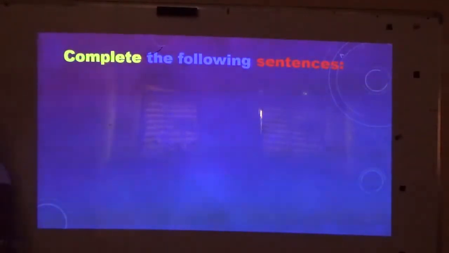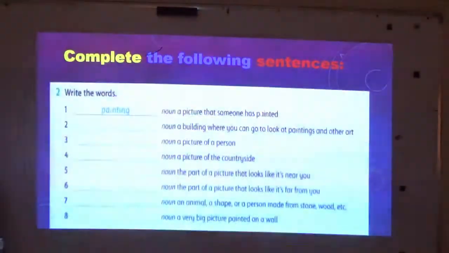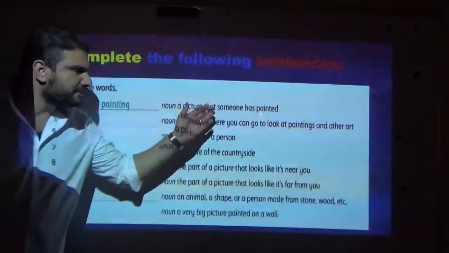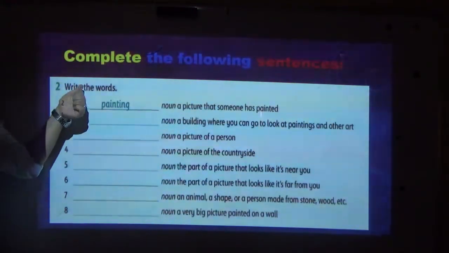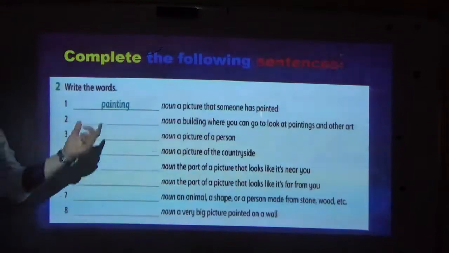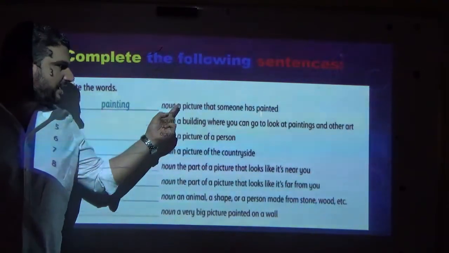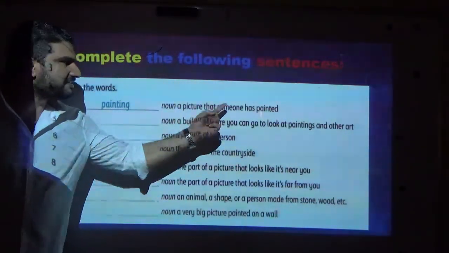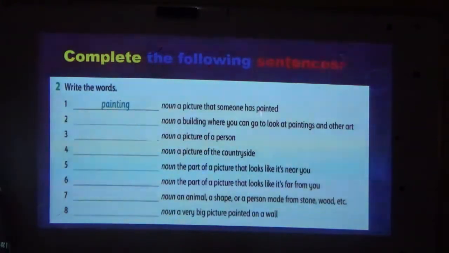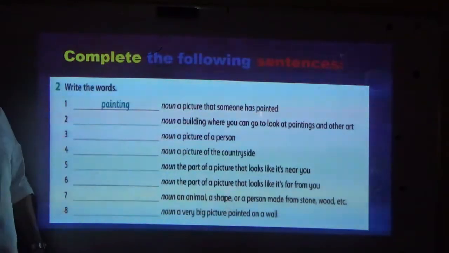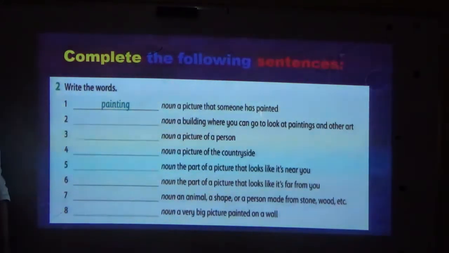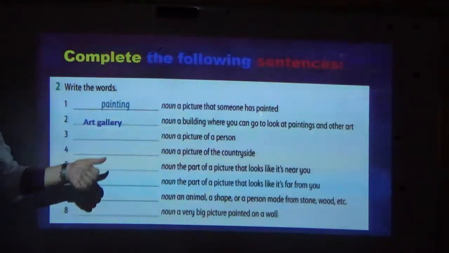Complete the following sentences related to the key vocabulary discussed. Here we have the definitions of all the words that were mentioned. Write the words. The first one is already given. Painting, it is a noun, and it is a picture that someone has painted. Number 2, a noun, a building where you can go to look at paintings and other art. Yes, it is the art gallery.